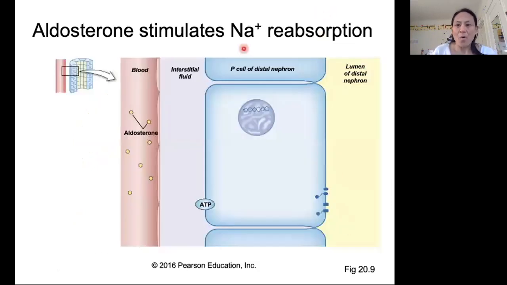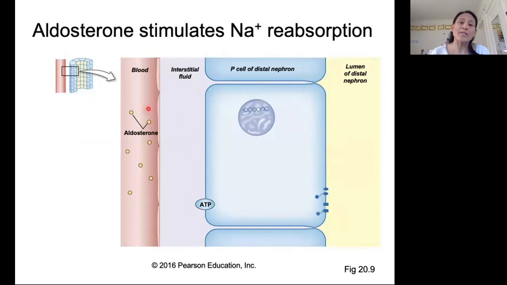Before we look at the action of aldosterone, I want to orient you to this figure. Once again, we are looking at the lumen of the tubule, where the filtrate is. This is the material that is going to end up being the urine. Here is our tubule wall, the epithelial cell with its apical membrane and its basolateral membrane. Here we have our interstitial space, and here we have our bloodstream.